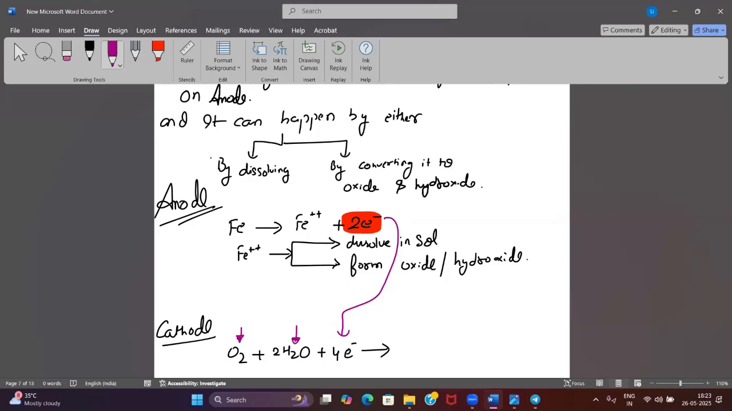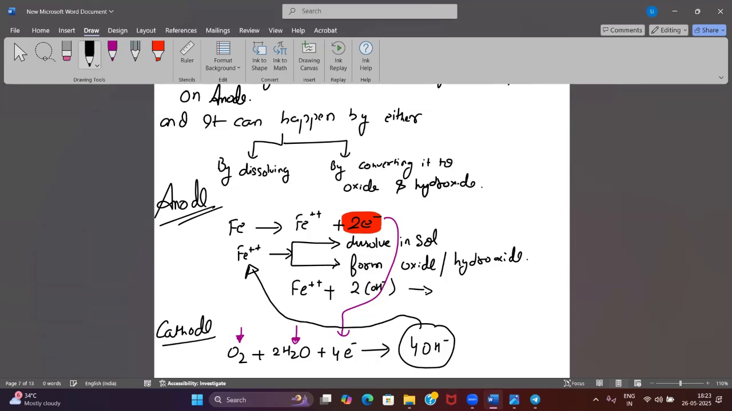Okay, so when this starts to happen, it will form these ions. Now these ions will go and react with this. What will happen now? Fe plus two hydroxide ions will give you Fe(OH)2. What is this known as? Ferrous hydroxide. Okay. If it oxidizes again, it will become iron oxide. What is iron oxide? Fe2O3. Okay, so this is what is happening in electrochemical corrosion.